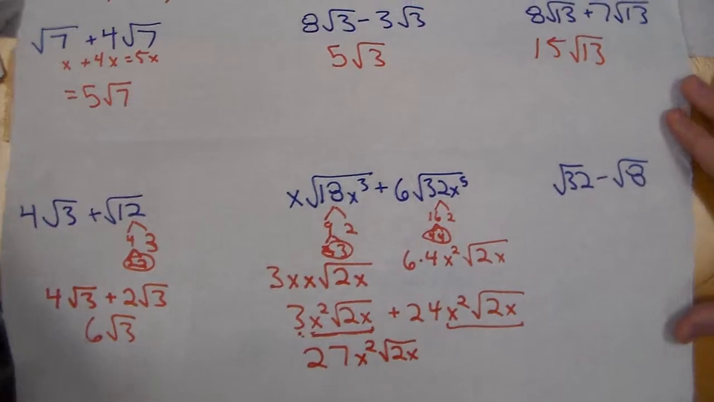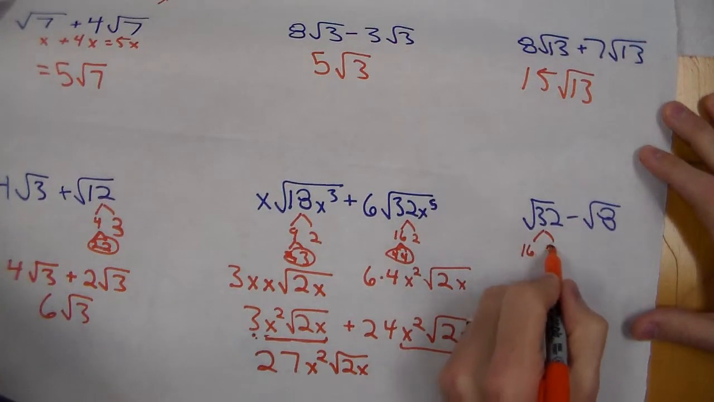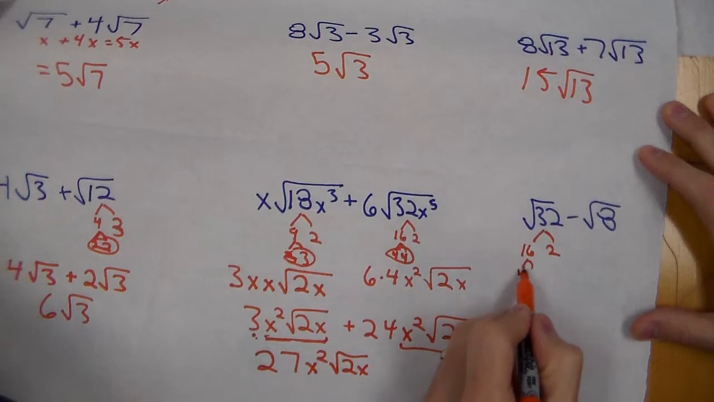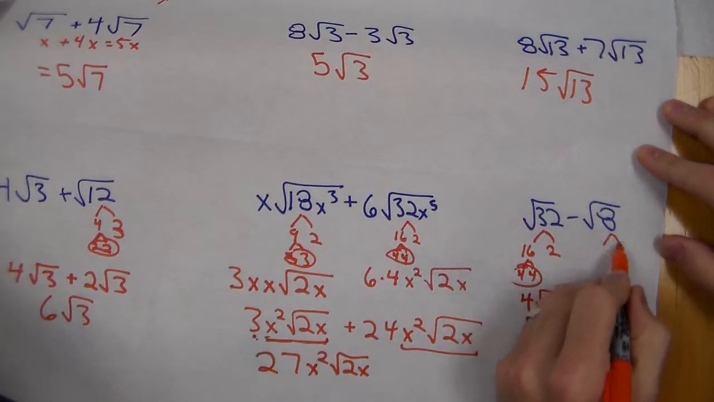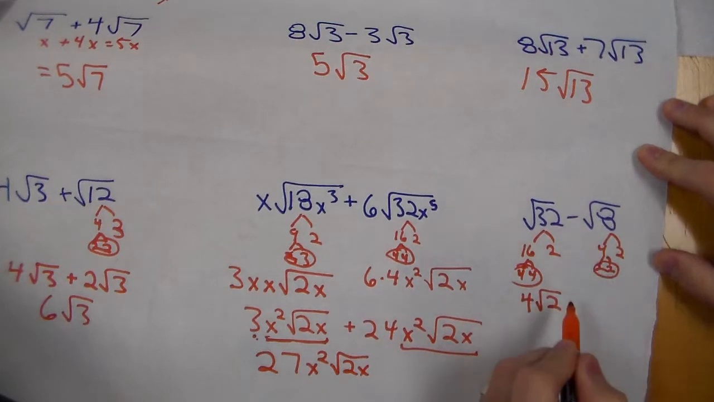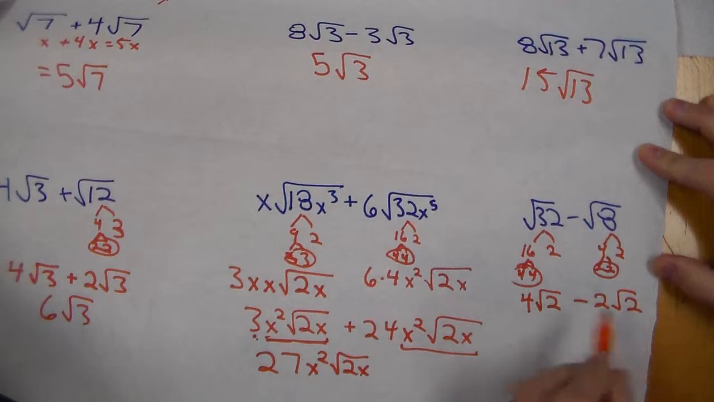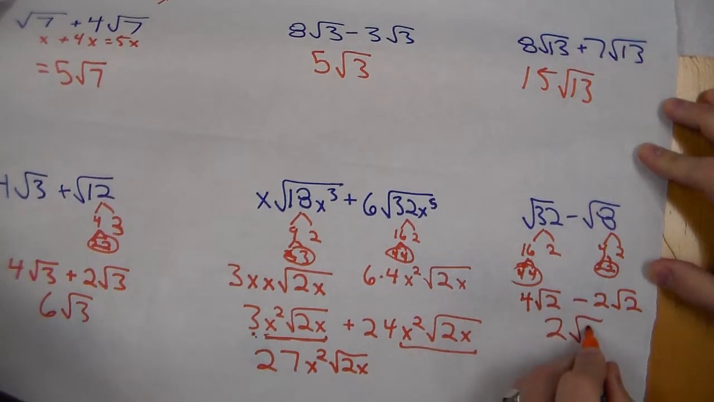Our last one, square root of 32 minus square root of 8. 32 is 16 times 2. The 2 4's there come out, give me 4 root 2. 8, as we've already seen, is 4 and 2, which takes out a pair of 2's, so that is 2 root 2. So 4 root 2 minus 2 root 2 is 2 root 2.